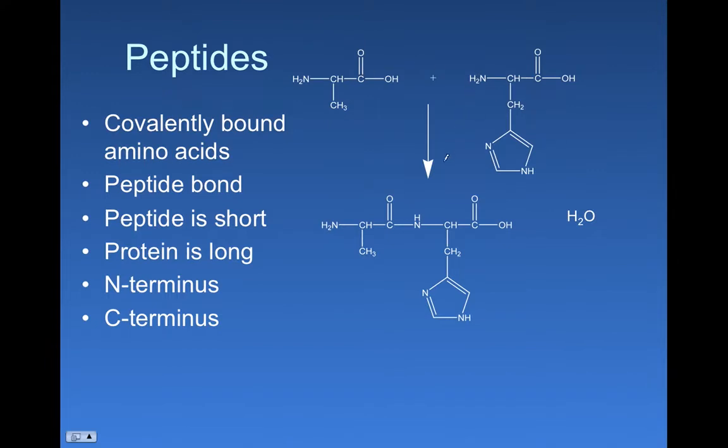So when these join together, we think of this bond right here as being the really important new bond that's formed. This is the carbonyl carbon from the alanine, and this is the amine nitrogen from the histidine. And this bond right here is called the peptide bond, right? And it's what's joining the two amino acids. Okay, so we've got our peptide bond here.